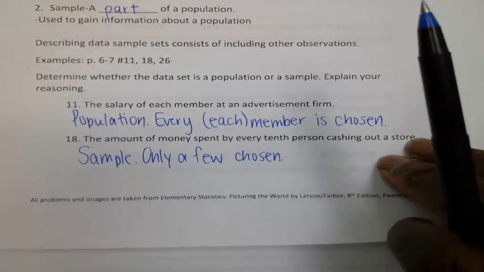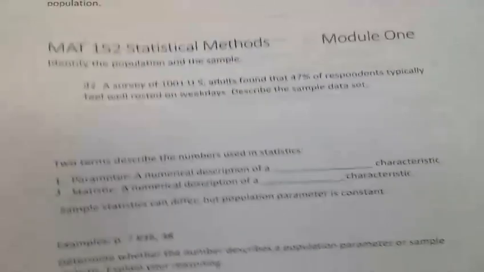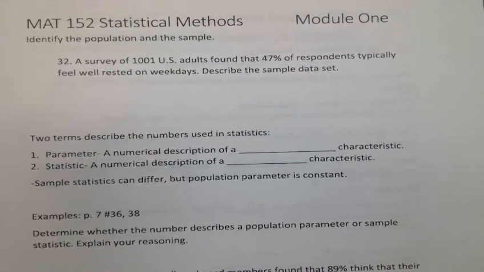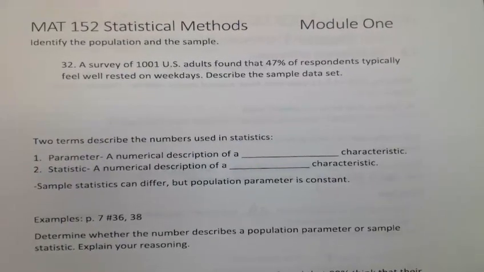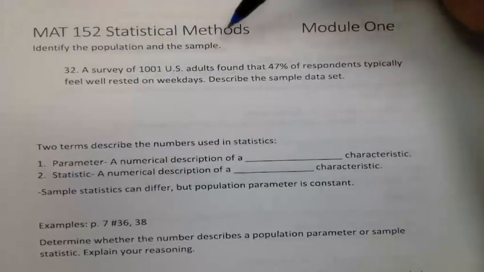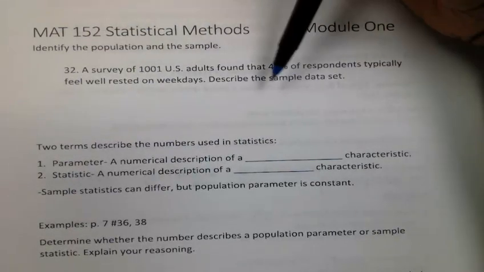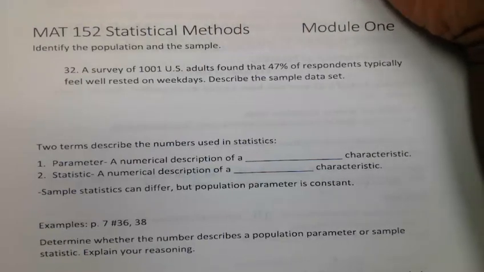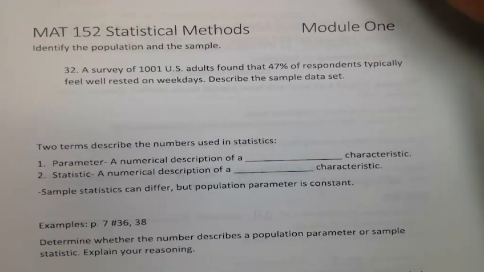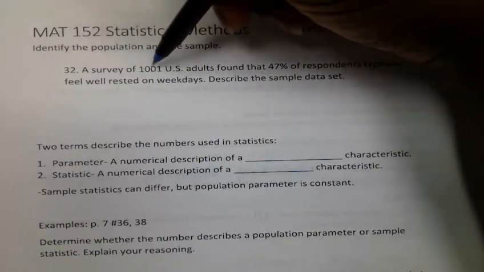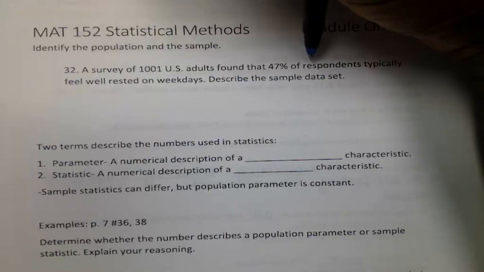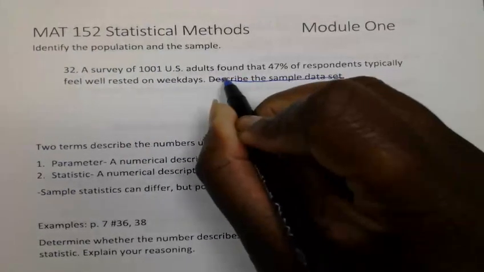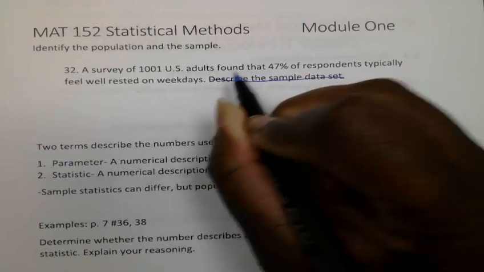Okay. The next problem is kind of in the same vein, but just a little different. This one wants us to identify the population and the sample. So with this one, we are going to see what population it came from and then what's the actual sample. A sample normally comes with some type of number, so we should see some type of number tied to this. All right. A survey of 1,001 U.S. adults found that 47% of respondents typically feel well rested on Wednesdays. And we're going to mark out the describe the sample data set. Oh, yeah. No, sorry. Yeah, we do need this.